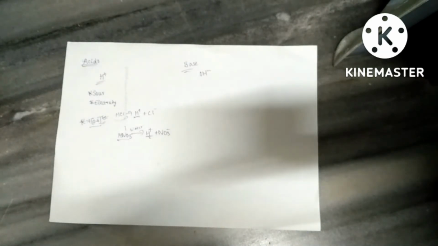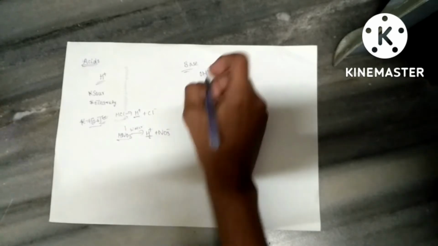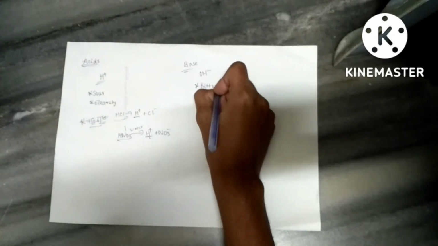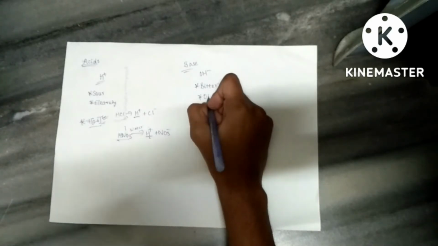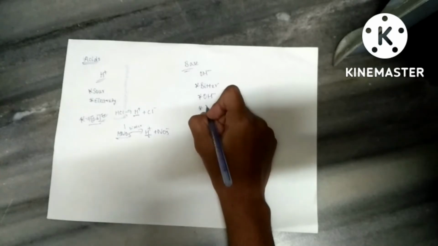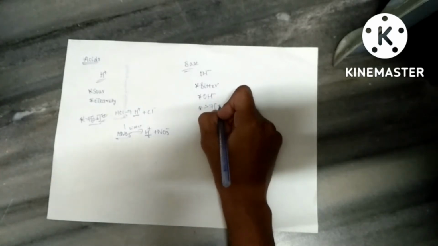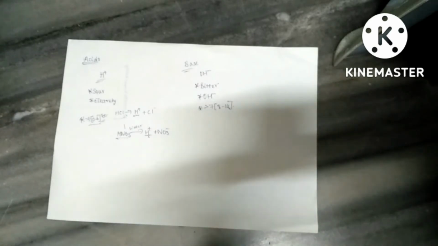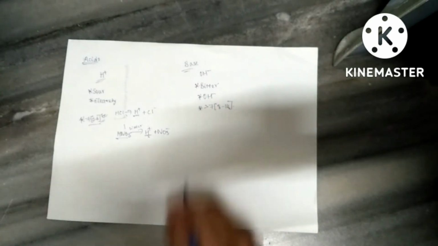What are the physical properties of bases? Bases are bitter in taste. They produce OH minus ions. The pH value of base is greater than 7. It lies between 8 to 14. And base turns the red litmus paper into blue color.